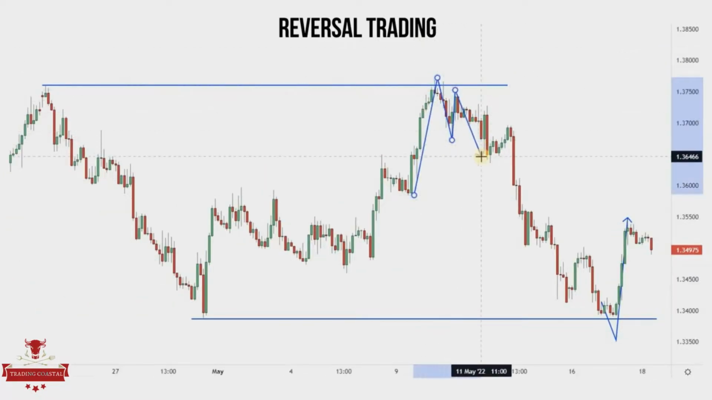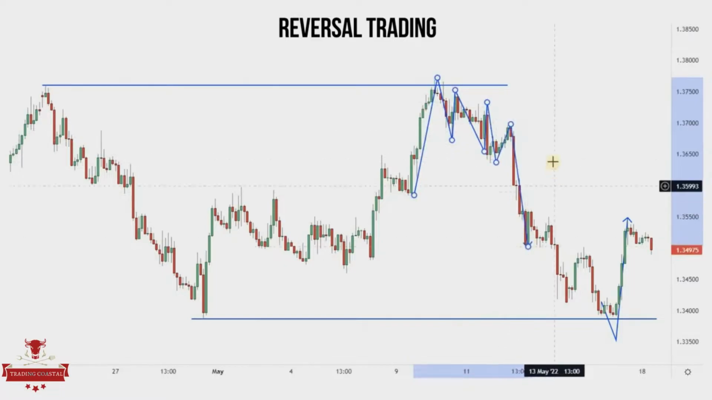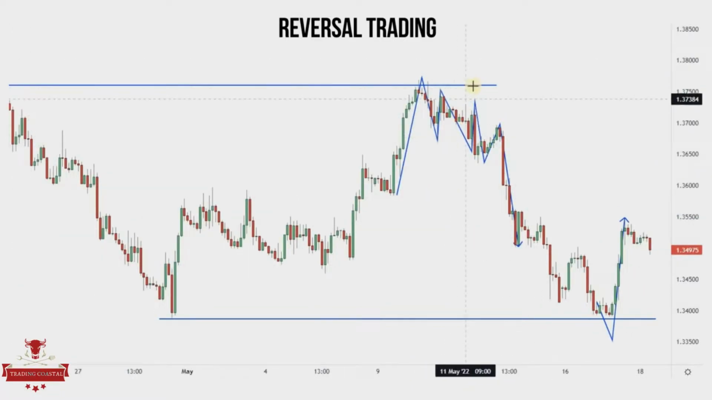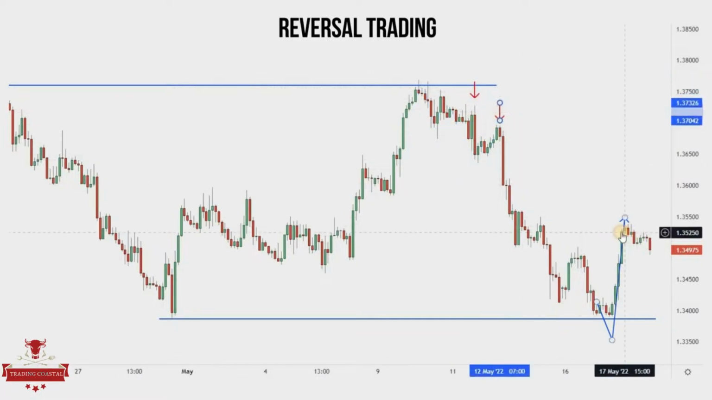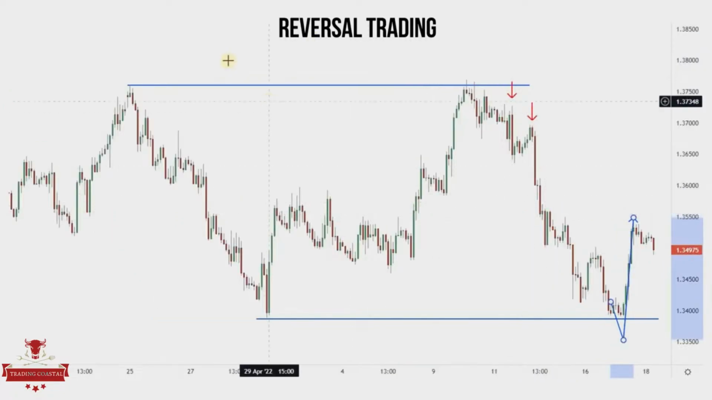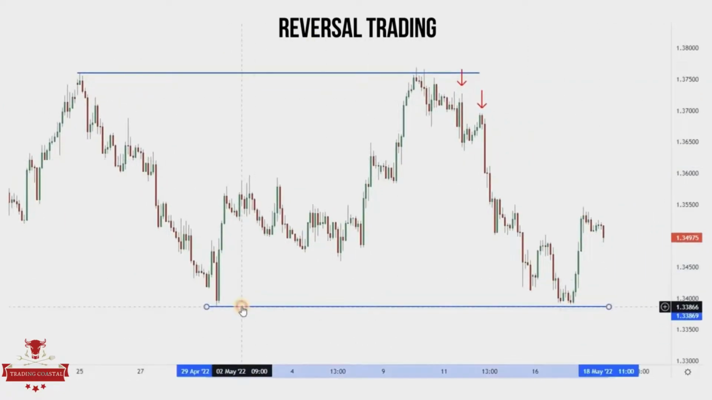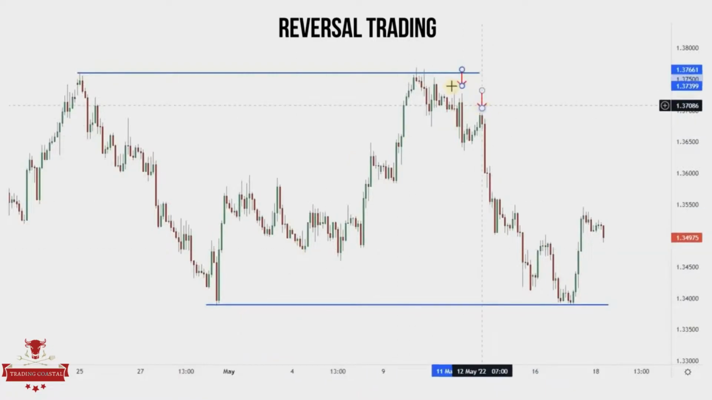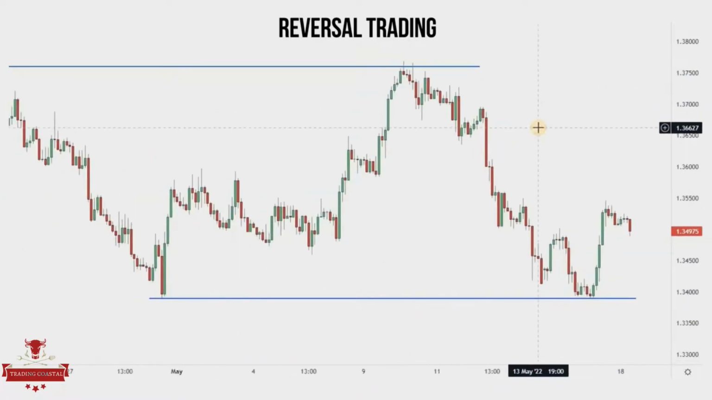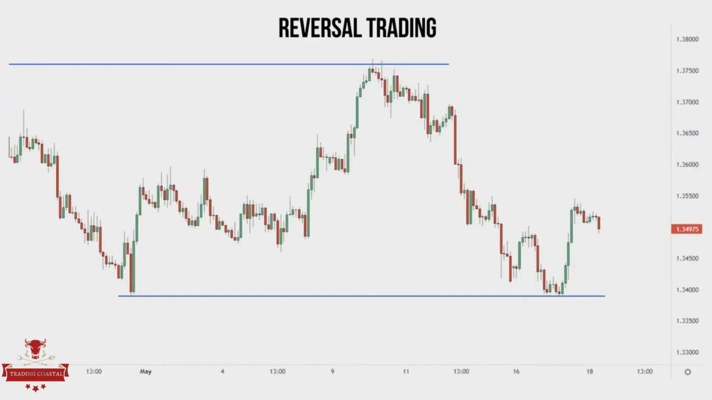For example, the proper entry at this resistance is recommended after the establishment of a second lower high, and so on. The change of structure and the market sentiment are essential for a high probability reversal trade. We are going to break down step by step the whole process, with pros and cons, in order to help you implement these tips in your trading plan.